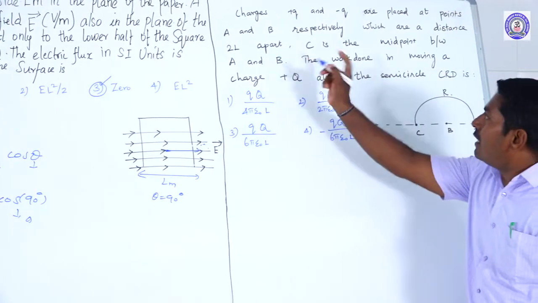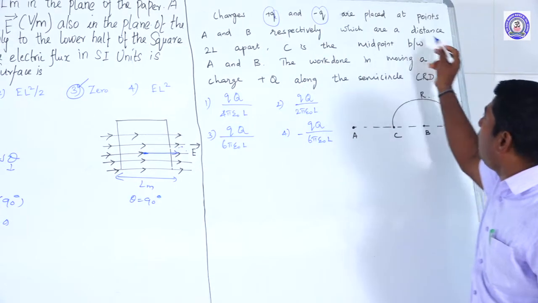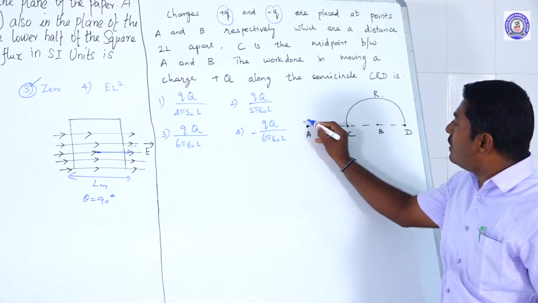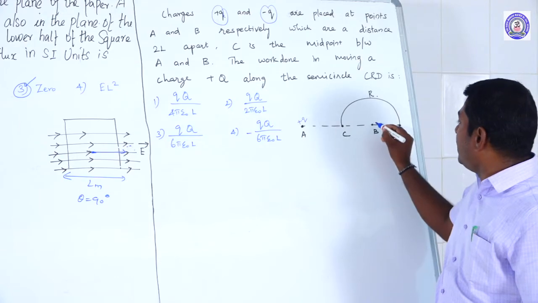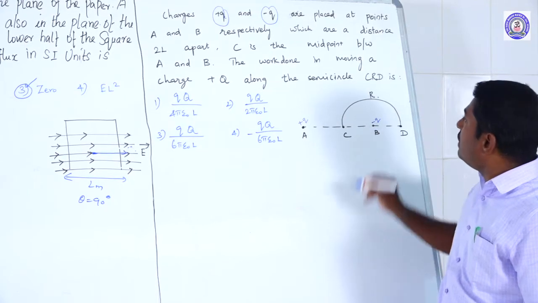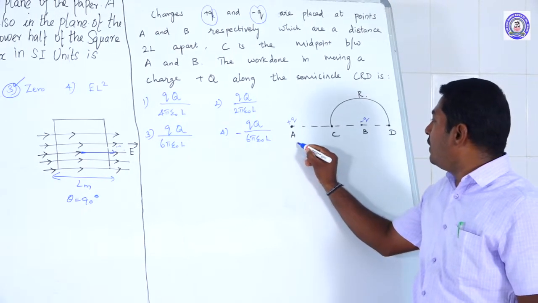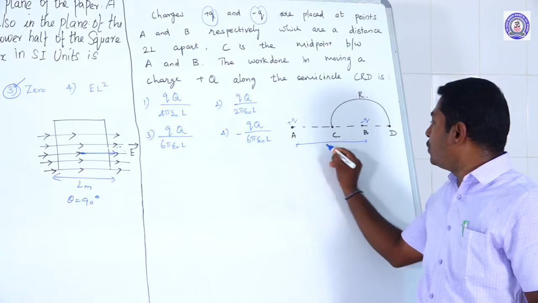First, see, there are two charges, plus q charge and minus q charge, placed at points A and B. The plus q charge is at point A, and the minus q charge is placed at point B, which are a distance of 2L apart. The distance between the positive charge and negative charge is 2L.